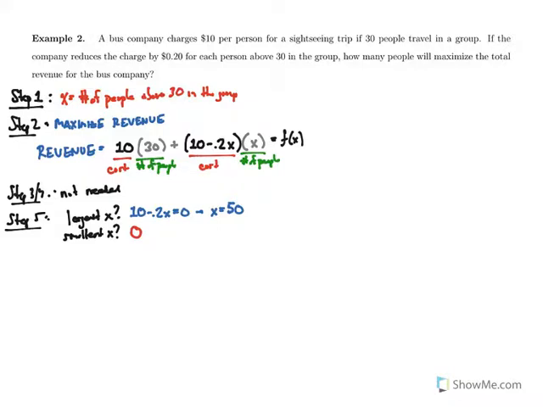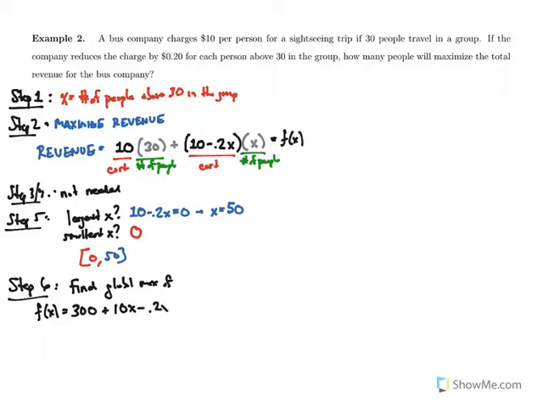So our domain, even though it won't make sense for 0 or for 50, we're going to have our closed bracket domain, but those are going to be able for us to do our extreme value theorem kind of thing here. So step 6, we are going to find the global max of f of x equals 300 plus 10x minus 0.2x squared. That's our function where I've distributed everything out on the domain 0 to 50.